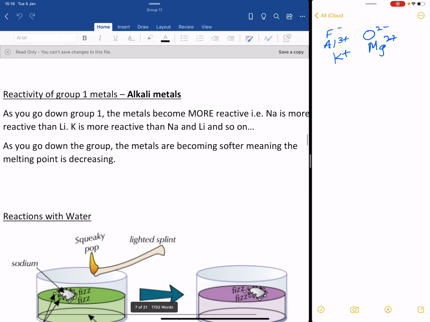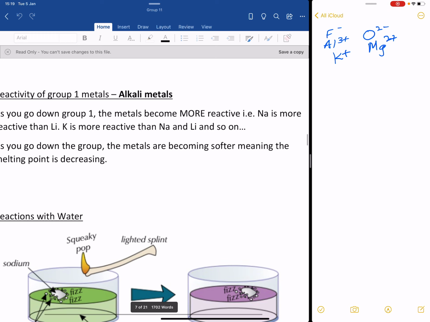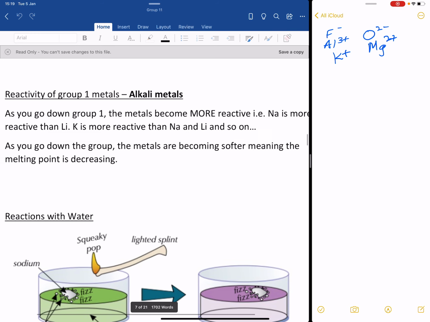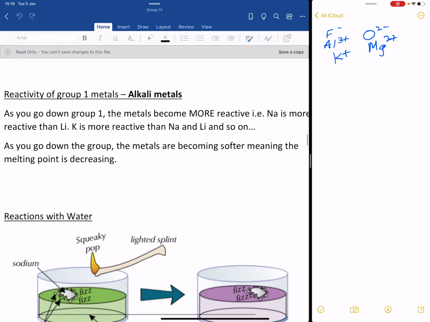As you go down the group, the metals become more reactive, so reactivity is increasing. Sodium is more reactive than potassium, lithium, and so on. Don't forget, reactivity is determined by the atom's ability to either lose or gain electrons.